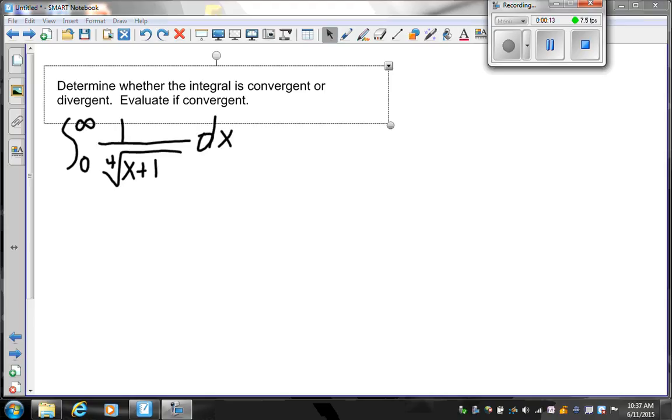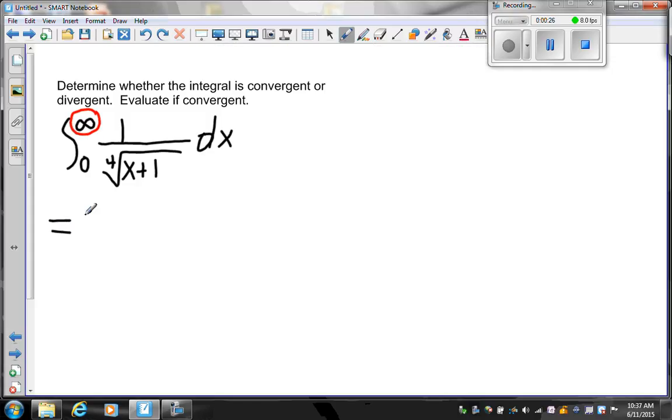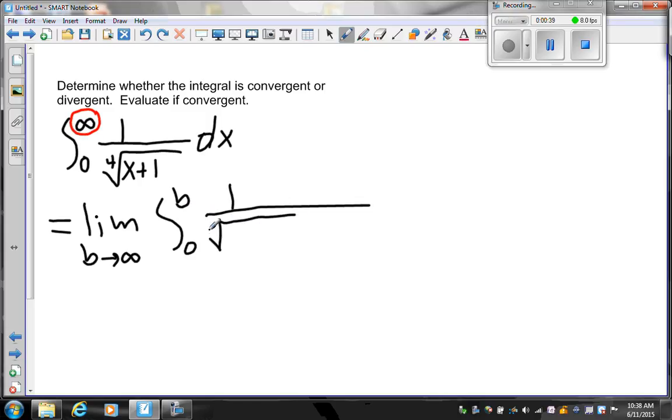Notice that this is an improper integral, and we can see that quickly because we have an infinite limit of integration. So this tells us that we're going to have to use the definition of an improper integral with an infinite limit of integration. So this integral is equal to, by definition, the limit as b goes to infinity, the integral from 0 to b, 1 over the fourth root of x plus 1 dx.